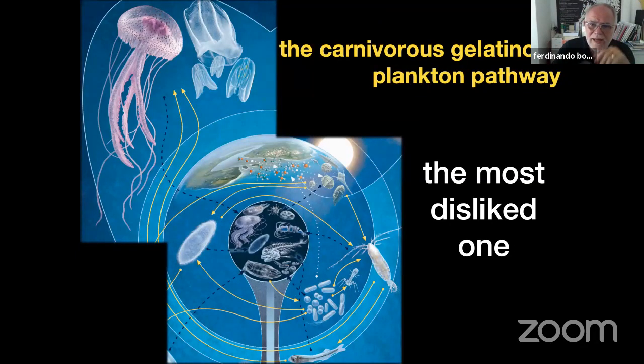Then there are the carnivorous gelatinous plankton, mostly cnidarians and ctenophores. These guys feed on the copepods and on the fish larvae, and so on the fish, because if they eat the larvae, then we don't have the adults.